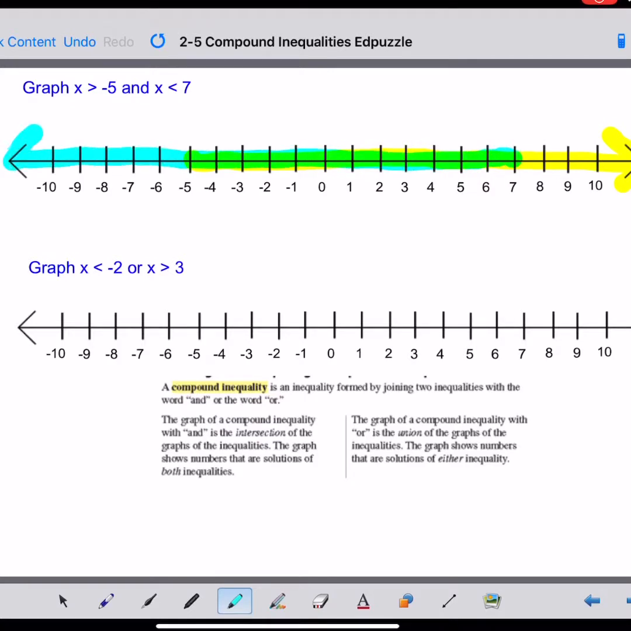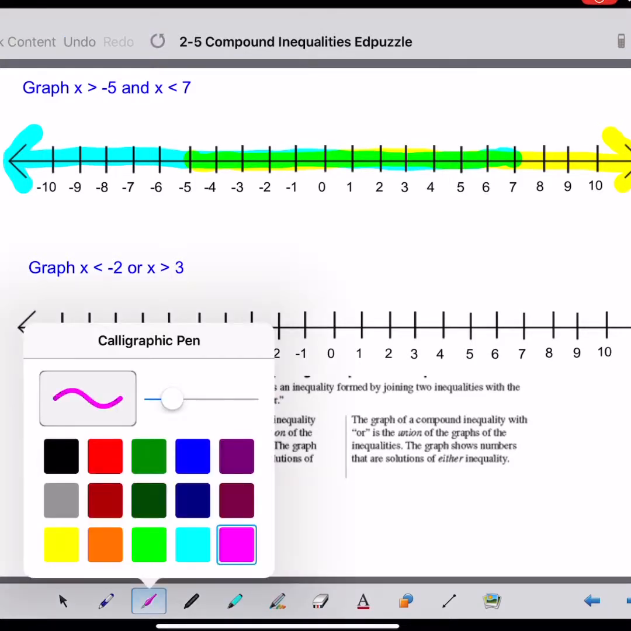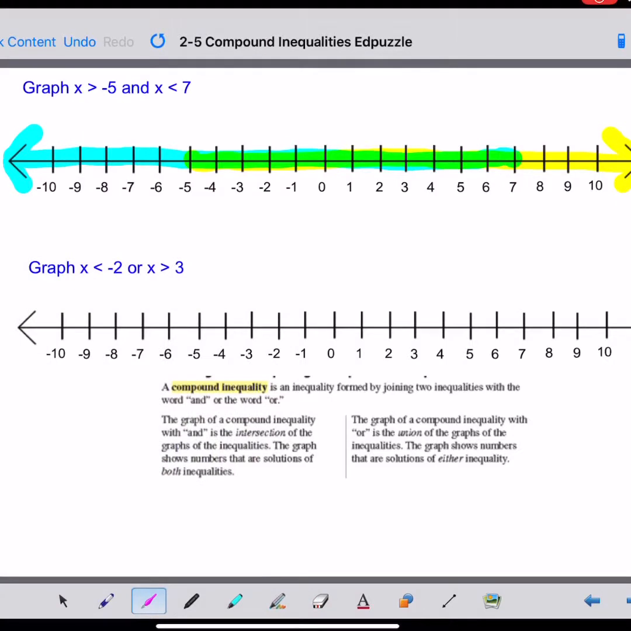So I extend all the way to the left. As you can see, my entire number line ends up getting completely covered. However, I have to meet 2 requirements. So it's really the intersection of the 2 graphs. So the values that fall in between -5 and 7, the intersection, is my solution set. So and is a stipulation that both inequalities need to be true.